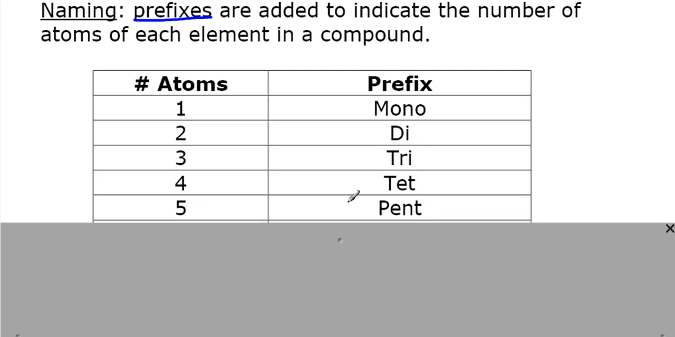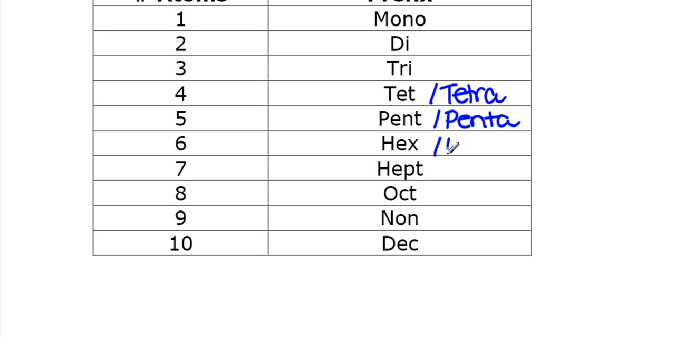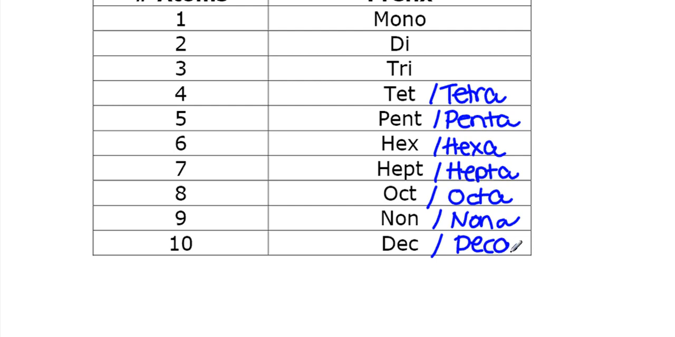So here's the first 5 to start. 1 is mono, 2 is di, 3 is tri, 4 is tet or tetra, depending on whether you have 2 vowels or not. You could say pent or penta for 5. There are a few more. Hex or hexa for 6. Hept or hepta, and you get the idea. Oct or octa for 8. Non or nona for 9, and dec or deca for 10.